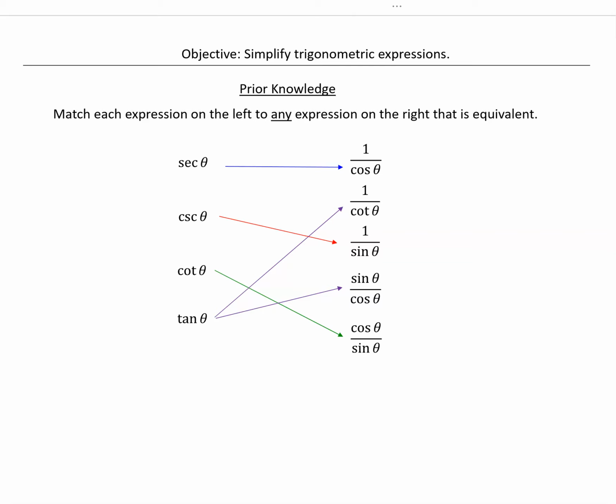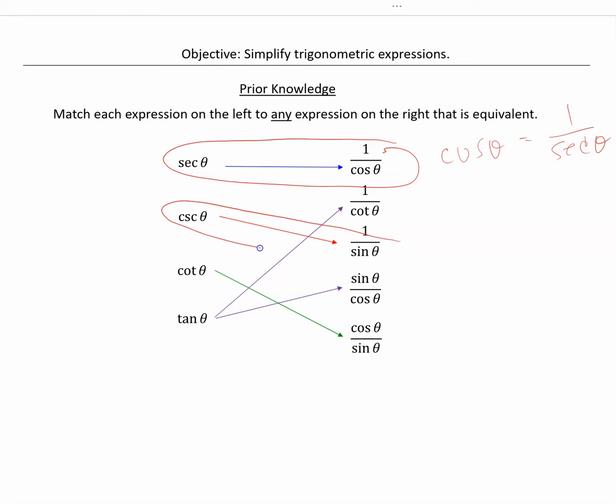In our prior knowledge we have learned some identities already. We know that secant and cosine are reciprocals, so secant can be written as 1 over cosine. We also know that cosine of theta could be written as 1 over secant theta. Cosecant is 1 over sine, which also means sine of theta is 1 over cosecant of theta. Cotangent as a quotient identity is cosine over sine.